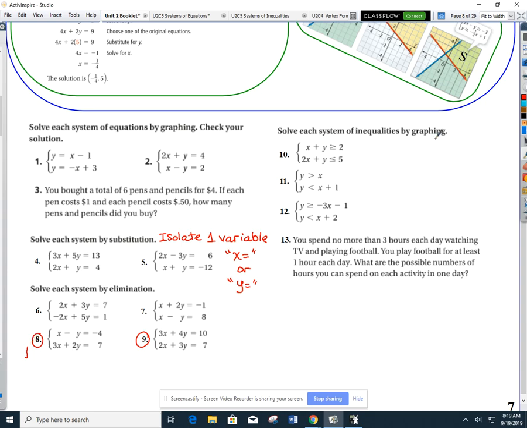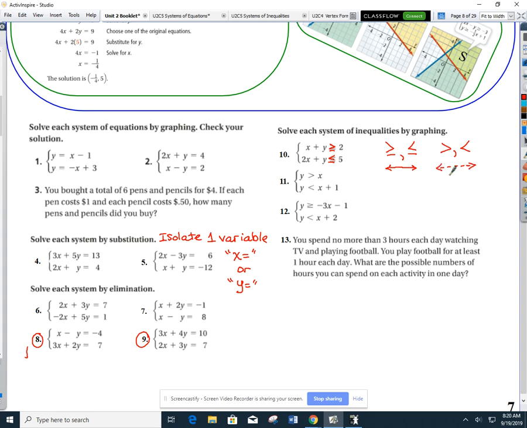Okay, solve by graphing. So solve each system of inequalities by graphing. You actually would need to graph this on graph paper. You can graph it on your calculator, but I don't know that you know how to shade on your calculator, so you can use your calculator to help you, but I would sketch an actual graph so that you can shade up and down. I just want to remind you that greater than or equal to, less than or equal to would be a solid line. If it's greater than or less than, that would be a dotted line.